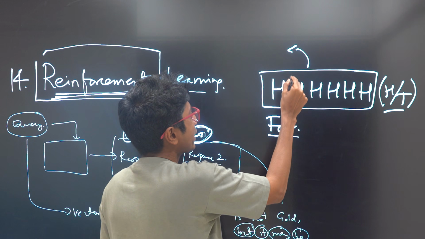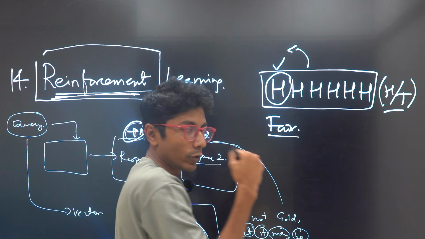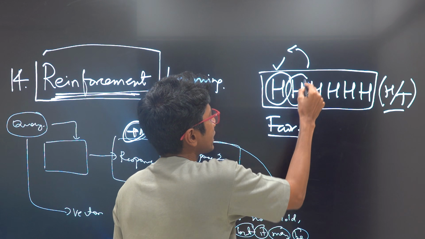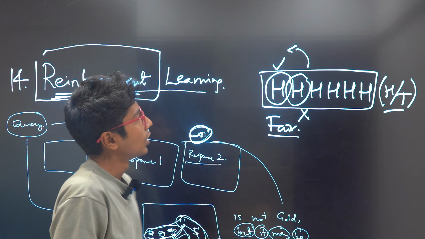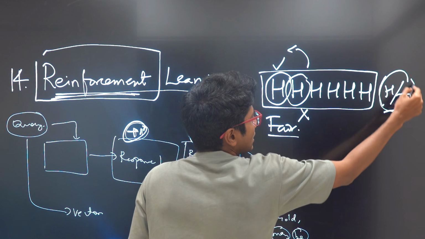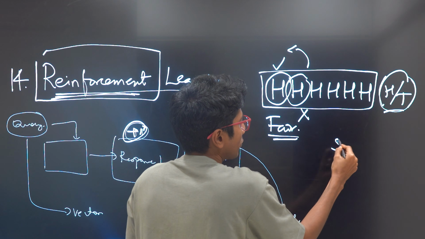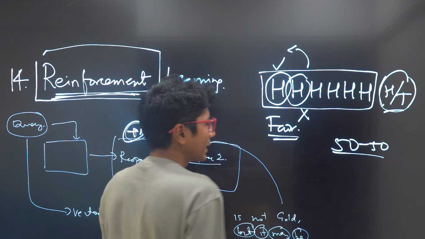So when it predicts heads, it gets reinforced, great job. When it predicts tails, it gets punished, bad job. But the reality is this is a fair coin. So there's a 50-50 chance of either.